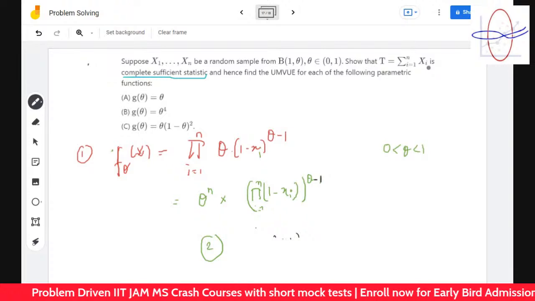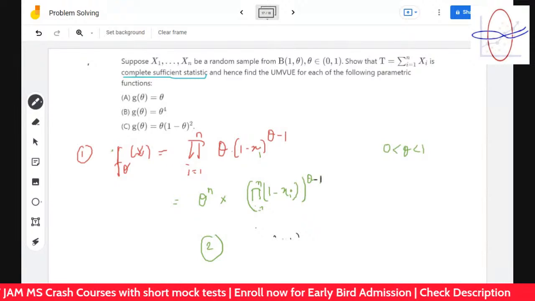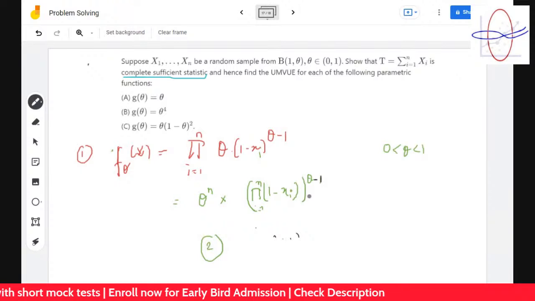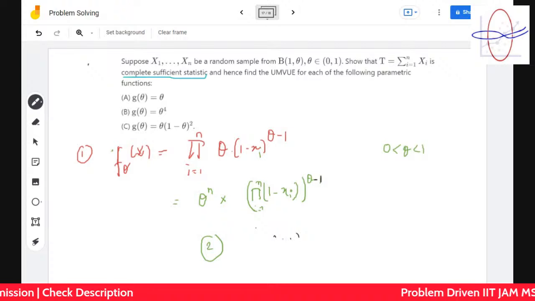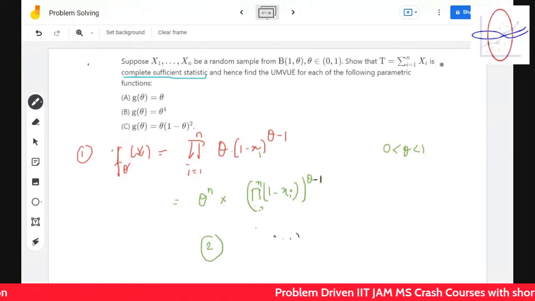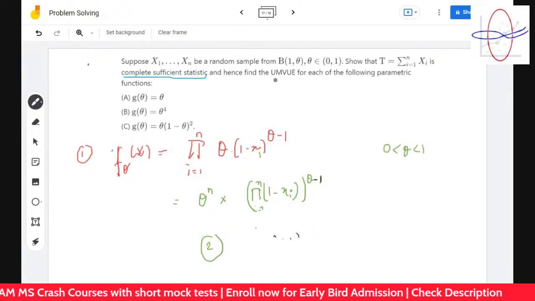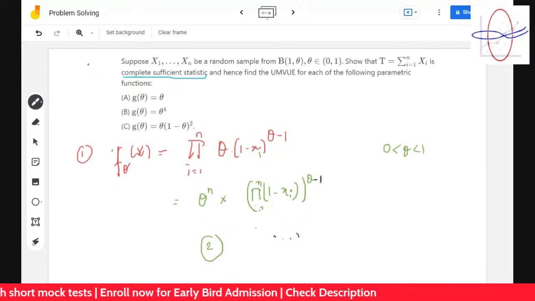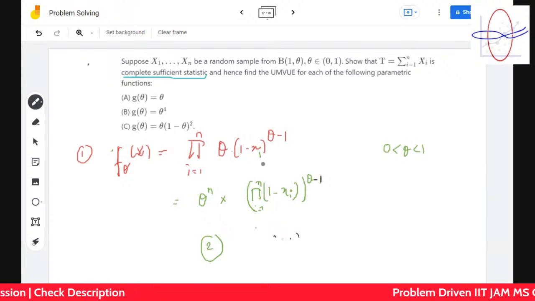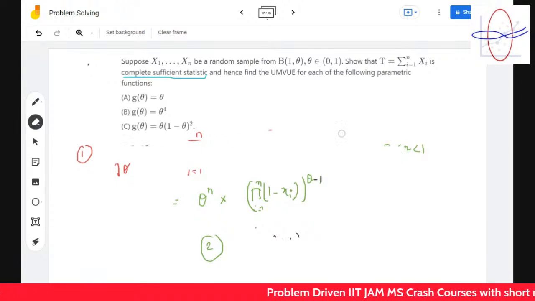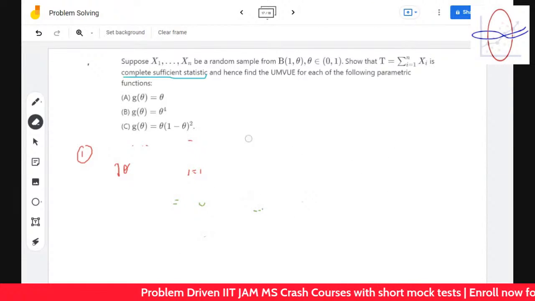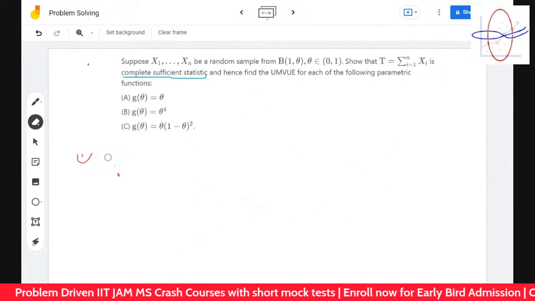So if we take T... am I making some mistake? Okay, yes, you're right. It's not beta. It's binomial theta. Yes, you're right. Thank you.